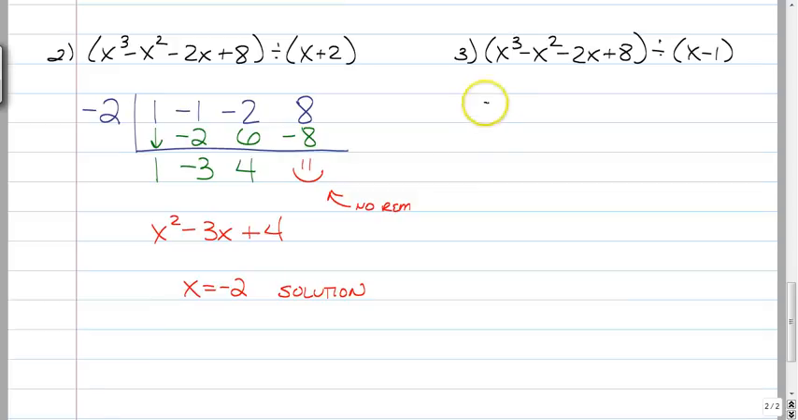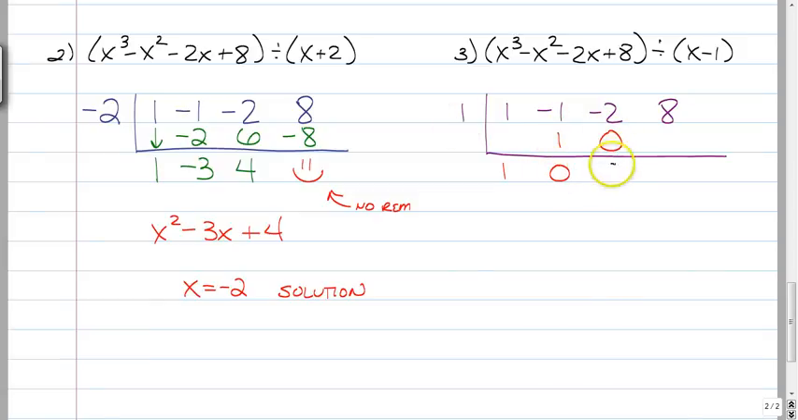So now let's take the other example. This time we're going to synthetically divide by 1. We still have the same coefficients. So we're going to drop our 1. 1 times 1 is 1, and that's going to give us 0. 1 times 0 is 0. That's going to give us a -2. And then 1 times a -2 is a -2, and that's going to give us a remainder of 6, which is no good.